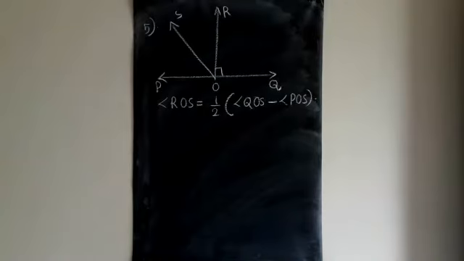5th question. In the figure, POQ is a line and the ray OR is perpendicular to line PQ. Perpendicular meaning it is equal to 90 degrees. OS is another ray which lies between OP and OR. So see the figure, OS is another ray which lies between OP and OR. What do we have to prove? Prove that angle ROS is equal to half of angle QOS minus angle POS.